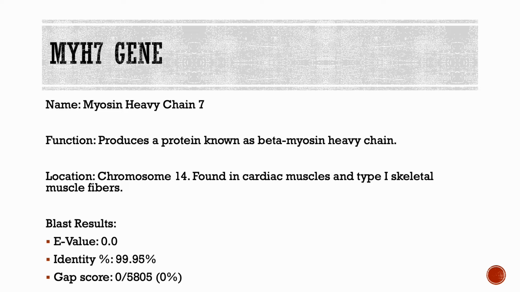And then on my BLAST results, my E value was a 0, which was good because that means that it is an exact match. My identity percent was 99.95%, which is really good because you want that to be close to 100. My gap score was 0 out of 5,805, which gives you a 0%, meaning that this gap score is really good because you just want the percentage or that score closer to 0.